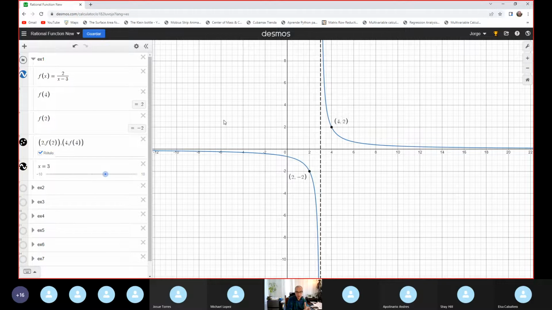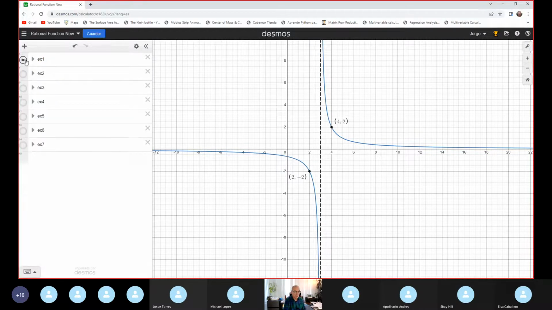3 is the bad guy, and you see clearly how the curve goes to positive infinity when you approach 3 from the right, or goes to negative infinity when you approach 3 from the left. It's the behavior that categorizes the asymptote. Okay, cool. This is easy.